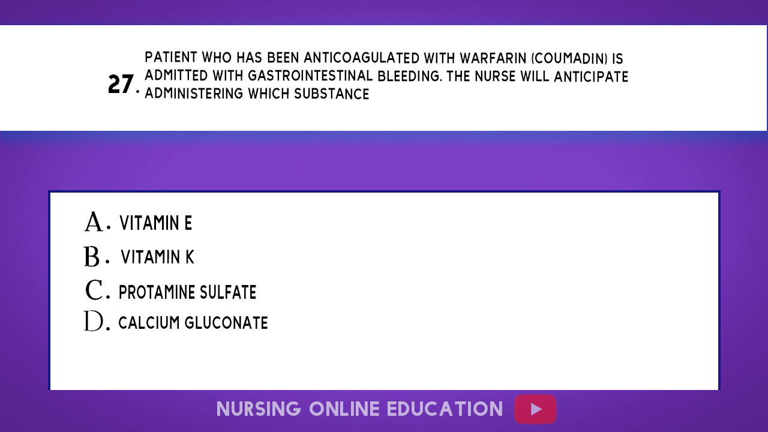27. A patient who has been anticoagulated with warfarin, Coumadin, is admitted with gastrointestinal bleeding. The nurse will anticipate administering which substance? A. Vitamin E. B. Vitamin K. C. Protamine sulfate. D. Calcium gluconate. The answer is option B, vitamin K.